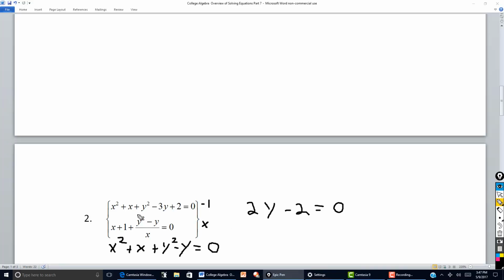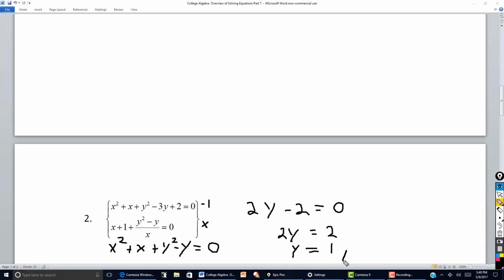Okay, so just by multiplying the first equation by negative 1 and then adding the corresponding terms to the transformed equation that I got after I multiply by x, I get 2y minus 2 is equal to 0. Okay, so then solve this for y. See, one equation with one variable. So I get 2y, add 2 to both sides, so I get a 2 here. Divide by 2, get y is equal to 1.